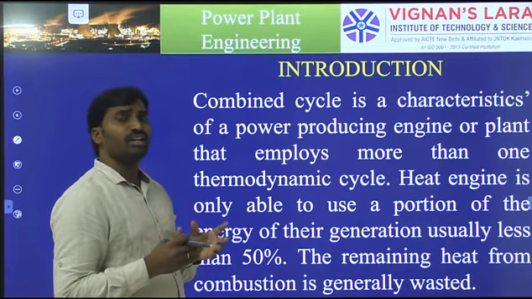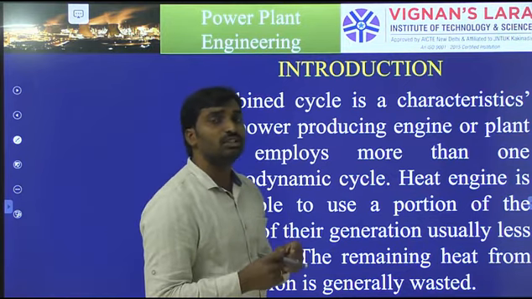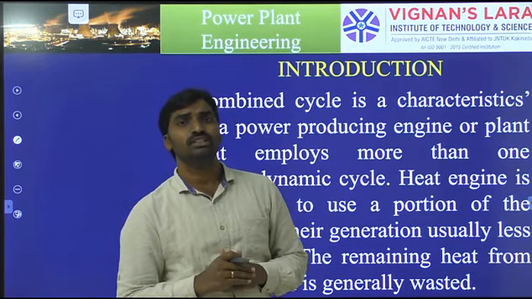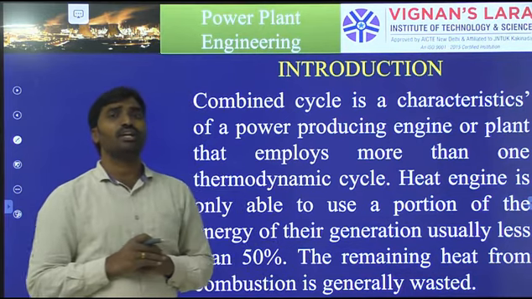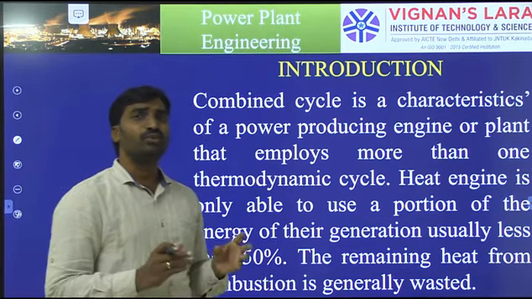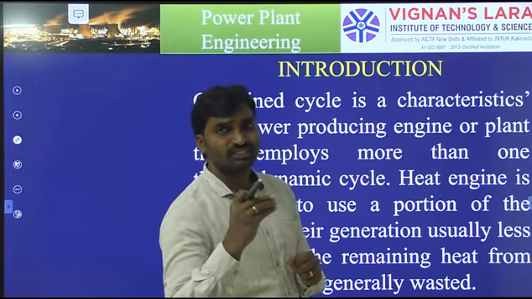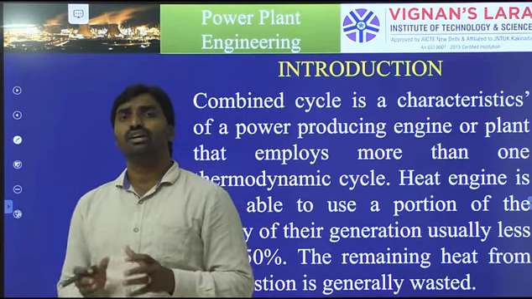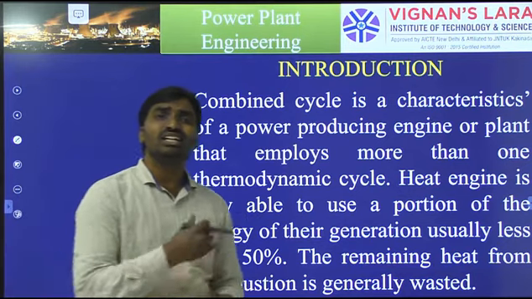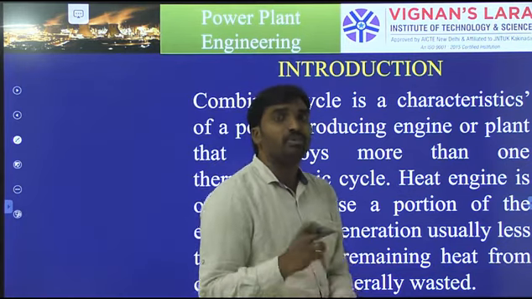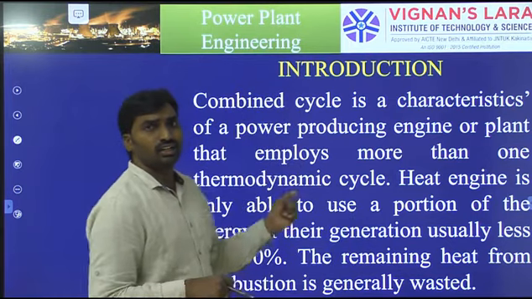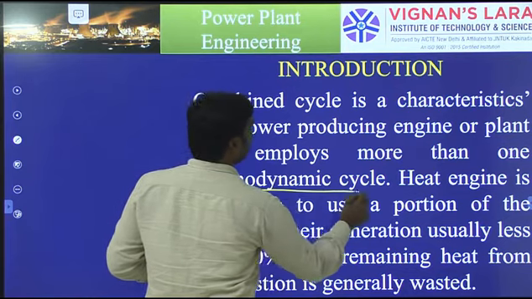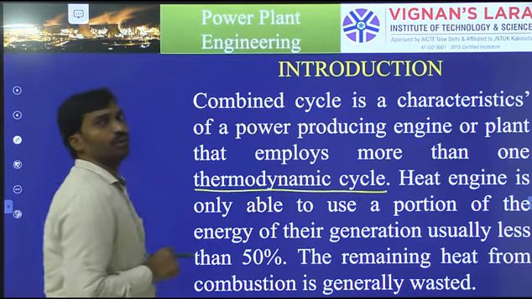Generally we know that a steam power plant is operated using the Rankine cycle. Is it right? And if you run a gas turbine power plant, the working fluid is gas and it is operated using the Brayton cycle. So here we are running the power plant with the Rankine cycle and the Brayton cycle. The combination of different cycles is what we run in combined cycle power plants, so here we follow more than one thermodynamic cycle.